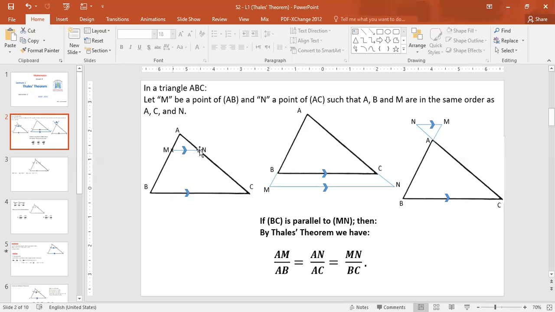After taking the 2 points M and N, if the line MN is parallel to the line BC, I want here to ask Mariam. Can you answer me, Mariam?